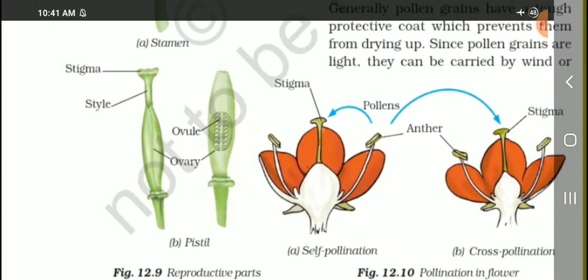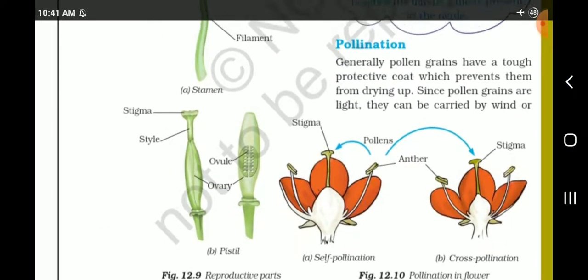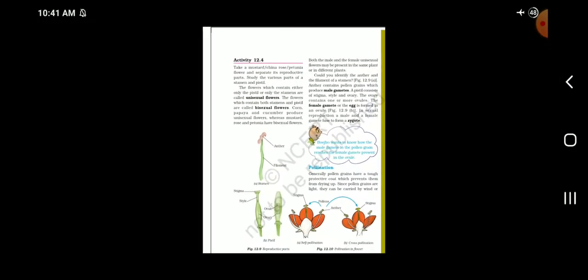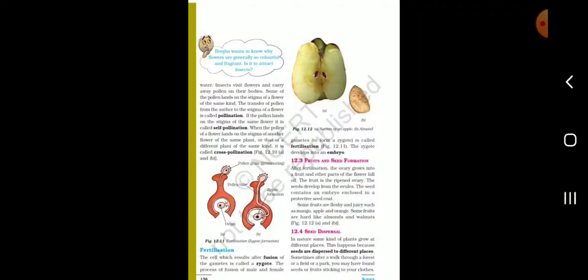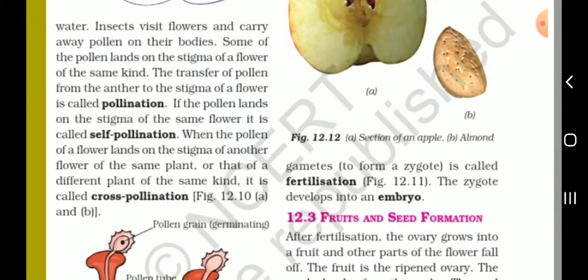Self-pollination: stigma. Cross-pollination: anther, stigma. Next, what is the definition of self-pollination? The transfer of pollen from anther to the stigma of a flower is called self-pollination.